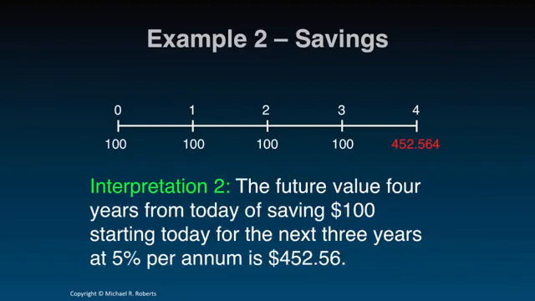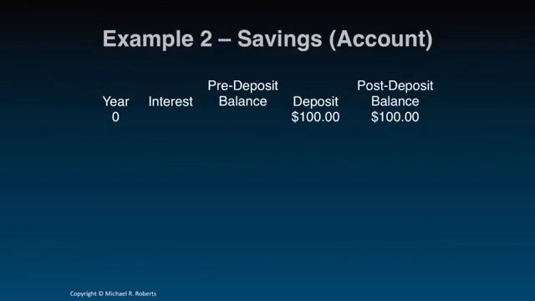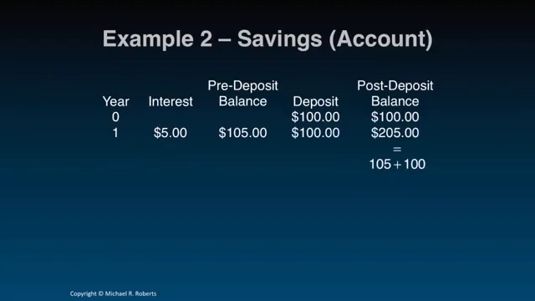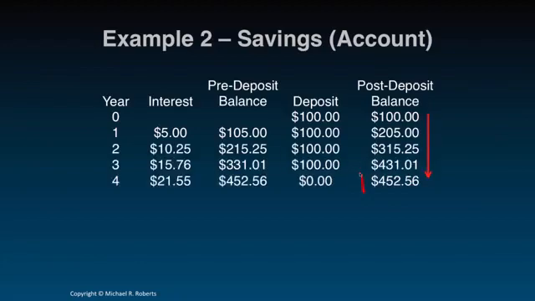Interpretation 2: the future value 4 years from today of saving $100 starting today for the next 3 years at 5% per annum is $452.56. So what's going on behind the scenes? Well, we're going to deposit $100 today. That's going to earn 5% interest and give us an additional $5 at the end of year 1. So our pre-deposit balance, that's before our next deposit, is just $105, which, by the way, is also equal to the future value 1 period hence of the $100. The future value of this $100 1 period hence is just 100 times (1 + r) to the 1. I deposit another $100, and I've got $205 after the first year. We continue this process for 4 years, and lo and behold, we're left with $452.56 at the end of the 4th year.